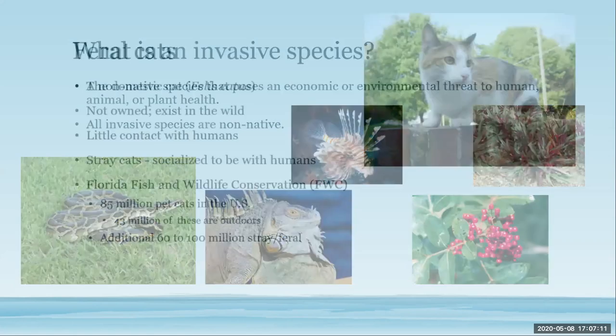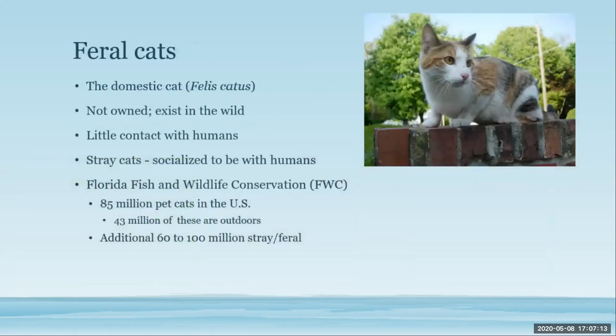Now let's go into the topic of the presentation, cats. By cats, I'm referring to the domestic cat, so your everyday average house cat. What exactly makes it feral? What makes it feral is when it's not owned, when it exists in the wild. But not only that, it would need to have little contact with humans, little to no contact. So that would distinguish a feral cat from, let's say, a stray cat. So a stray cat is one that is socialized to be with humans. So for most of its life, it was around humans.